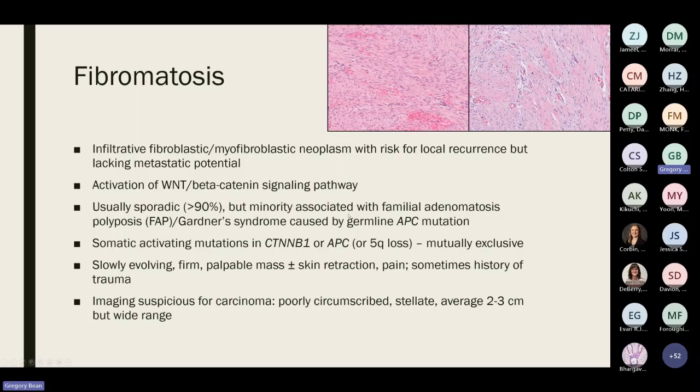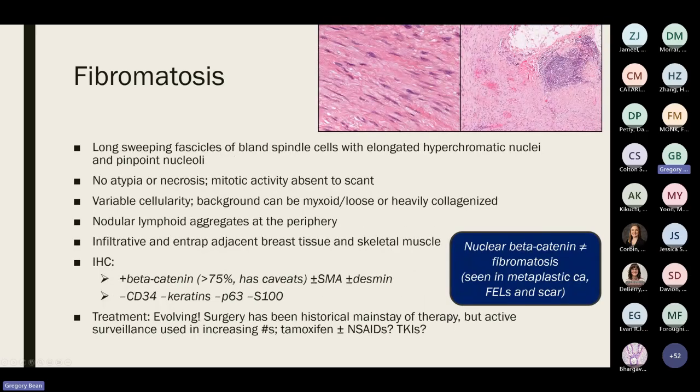In cases that are really diagnostically challenging, I've seen people send for sequencing to confirm the presence of a beta-catenin mutation. These are slowly evolving firm palpable masses, may have skin retraction, may be painful. Sometimes the patient reports a history of trauma, and imaging often cannot distinguish this from carcinoma because both are often stellate, poorly circumscribed. The average size is 2 to 3 centimeters, but with a wide range.